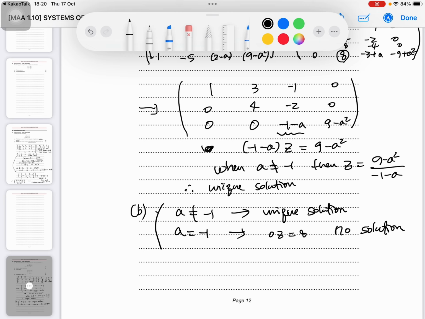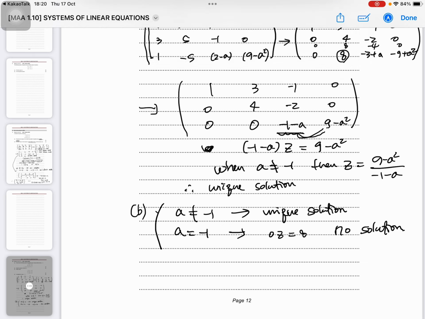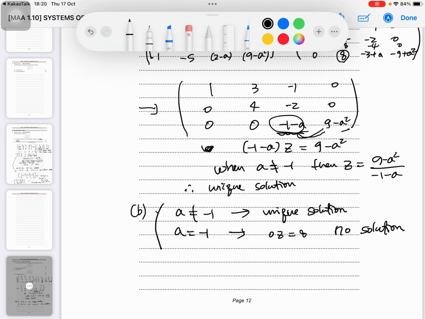But there are no other options. I mean, this is not the important condition. When this becomes 0, and this is not 0, for example, or this is 0, something like that, the combination of this and this gives the meaning for the solutions. But when this is not 0, this doesn't mean anything. So there are only two conditions: when a equals -1 or when a does not equal -1.